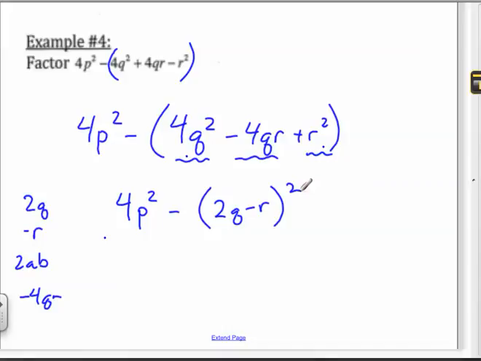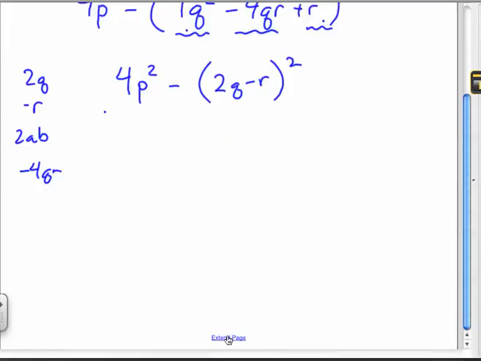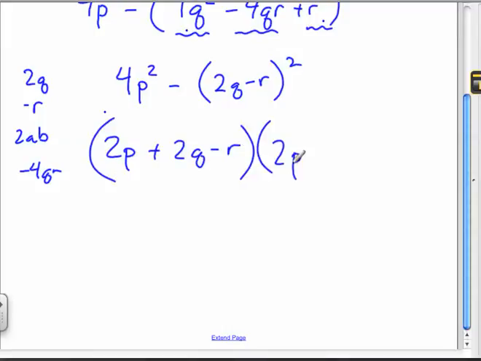Am I done? No. Why am I not done? Who sees what this is? Who sees what this is, Gordy? It's a difference of 2 squares. It's 2p plus 2q minus r. And then it's times 2p minus 2q minus r.